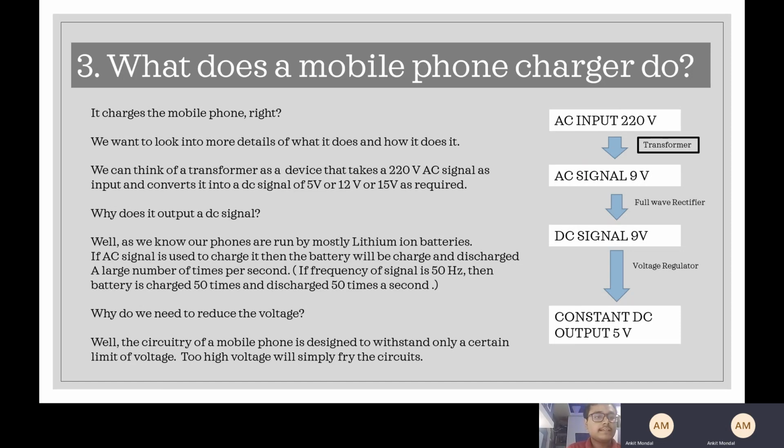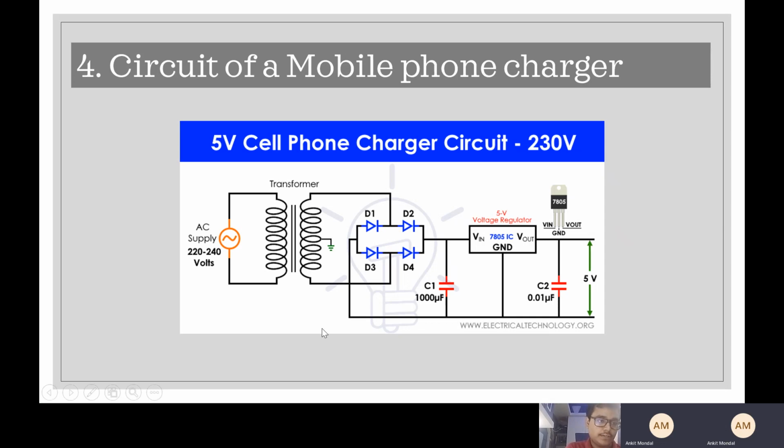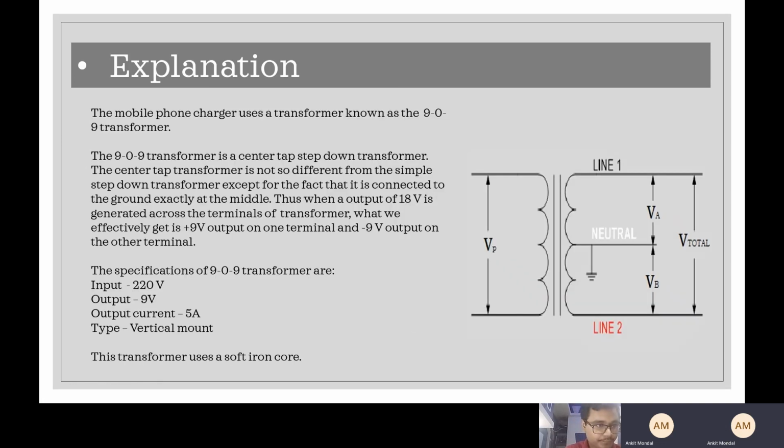In fact, now we can see the circuit of the mobile phone charger. Over here, as you can see, the transformer is one of the most important components of the circuit. There is an input of 220 volts and the output, which is expected to be 9 volt, will be fed to the rectifier circuit, which will then convert it into a DC signal of 5 volts.